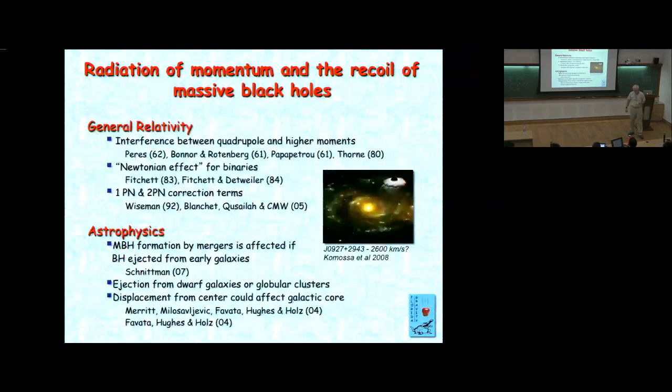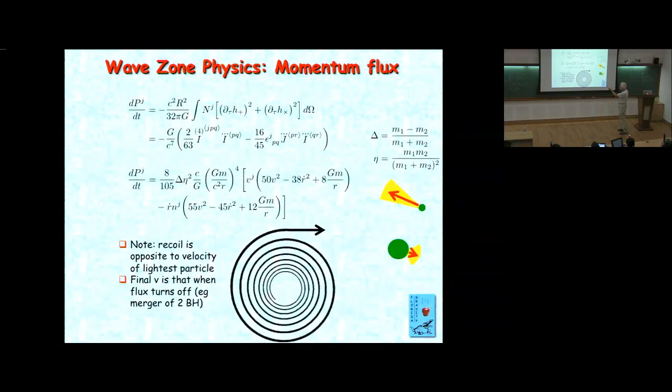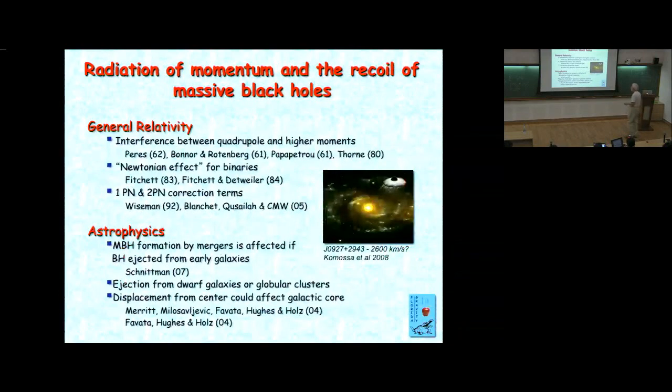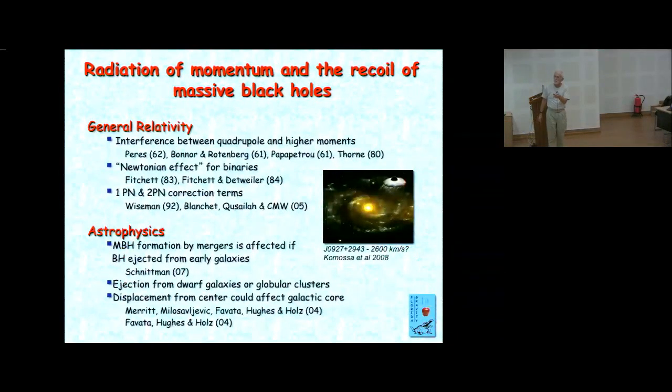Well, it turns out this is a very important effect, not so much for gravity wave detection, but for astrophysics. And it actually has an old history. Already back in the 60s, various people pointed out that this momentum flux involves the interference between the quadrupole moment and the higher ones. And we see that. It's the quadrupole here coupled with the higher octupole moment or with a current moment that is responsible for this effect. It was first calculated for binary systems by Fitchett and Detweiler in the 80s. My student Alan Wiseman calculated the post-Newtonian correction to that formula, and later Blanchet, Kidder, and I calculated the 2PN correction to that formula.